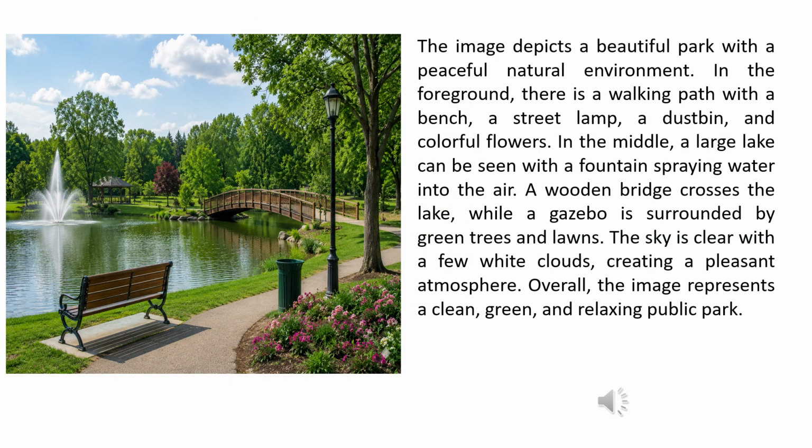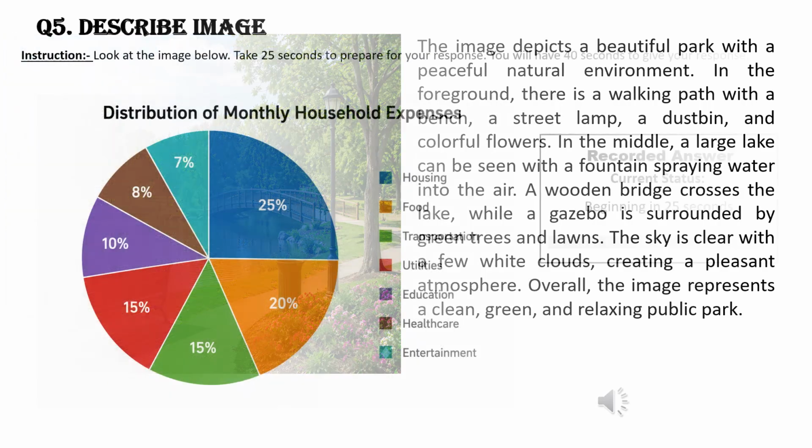The image depicts a beautiful park with a peaceful natural environment. In the foreground, there is a walking path with a bench, a street lamp, a dustbin, and colorful flowers. In the middle, a large lake can be seen with a fountain spraying water into the air. A wooden bridge crosses the lake, while a gazebo is surrounded by green trees and lawns. The sky is clear with a few white clouds, creating a pleasant atmosphere. Overall, the image represents a clean, green, and relaxing public park.